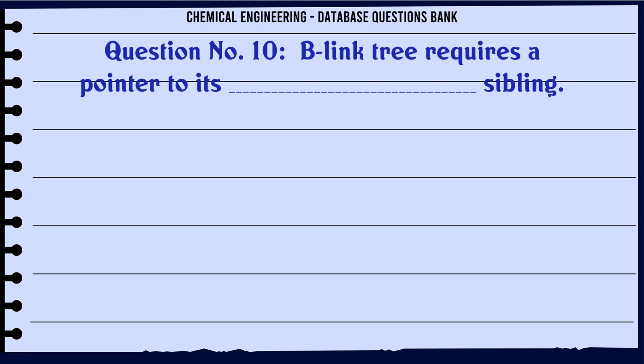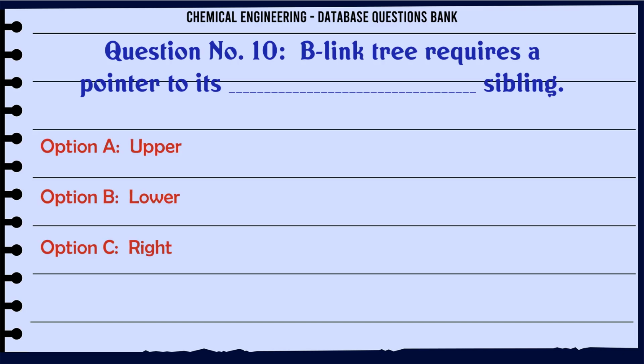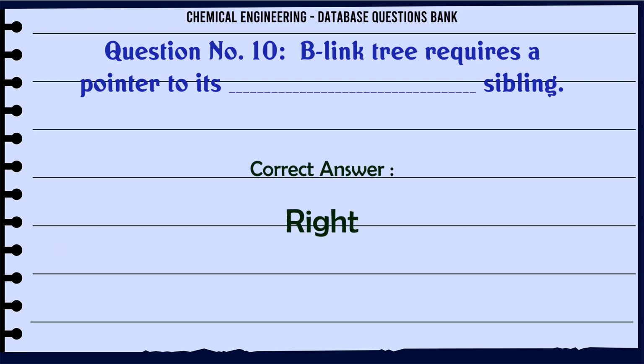B-link tree requires a pointer to its sibling. A, upper, B, lower, C, right, D, left. The correct answer is right.